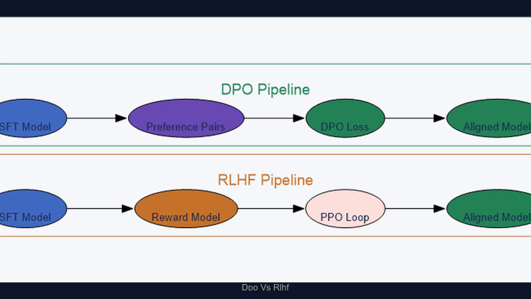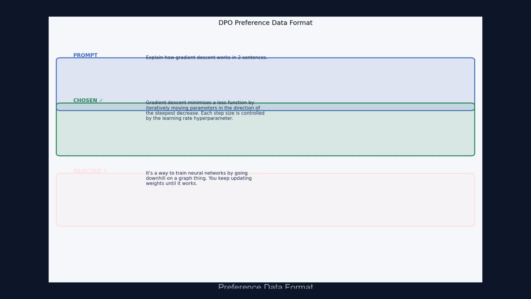Both pipelines end at the same destination. The DPO path just removes 2 entire stages, the reward model and the RL loop, and replaces them with a single loss function. That's the core insight of the Rafailov paper, and it's why DPO has become the standard approach for teams without massive compute budgets. This diagram shows a concrete preference pair and makes the quality bar tangible.